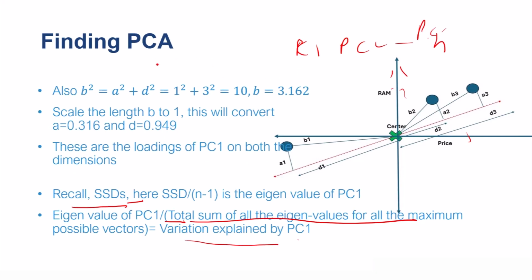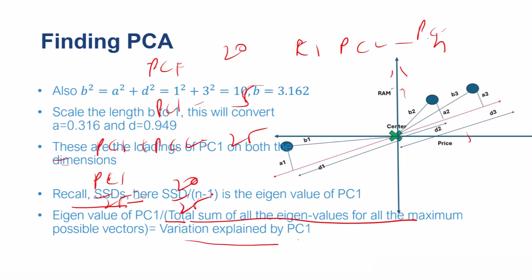Suppose PC1 has an eigenvalue summation of 20, PC2 has an eigenvalue summation of 5. Then the total, if there are only two PCs, the summation of PC1 eigenvalue plus PC2 eigenvalue is 25. And then we can say that PC1 upon this 25, that is 20 upon 25, which is 80% variation, is explained by PC1. And the remaining 20% is explained by PC2 if there are two such principal components. So this is the significance of eigenvalue. It plays a very important role in understanding the variation explained by a particular principal component.